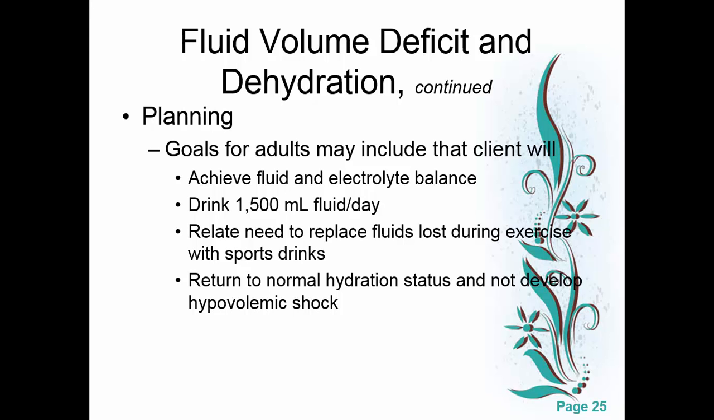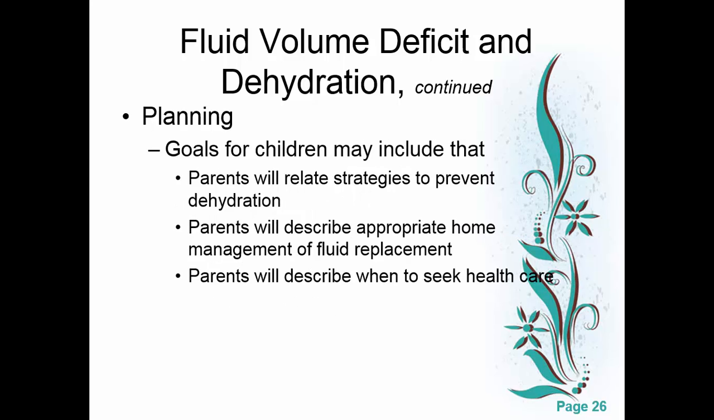In planning, goals for adults may include that the client will achieve fluid and electrolyte balance. They will drink 1,500 milliliters of fluid a day. They will relate need to replace fluids lost during exercise with sports drinks. And they will return to a normal hydration status and not develop hypovolemic shock.